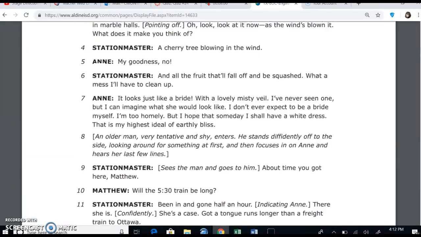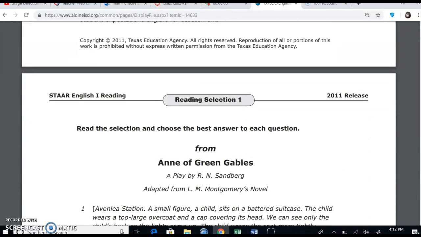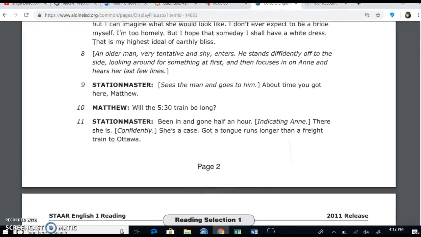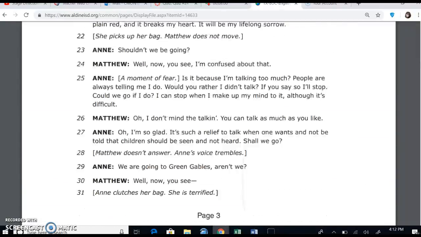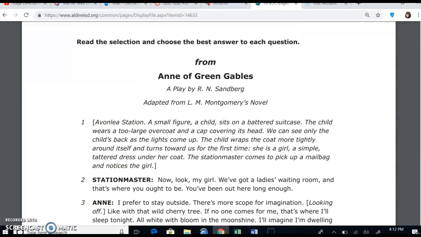So you would write your circle on the side, circle the title, circle any pictures. I don't think this one has any pictures. Let me see. No, it doesn't have any pictures, so go ahead and circle the title. The title is Anne of Green Gables. It is a play. This did come out in the STAR test.